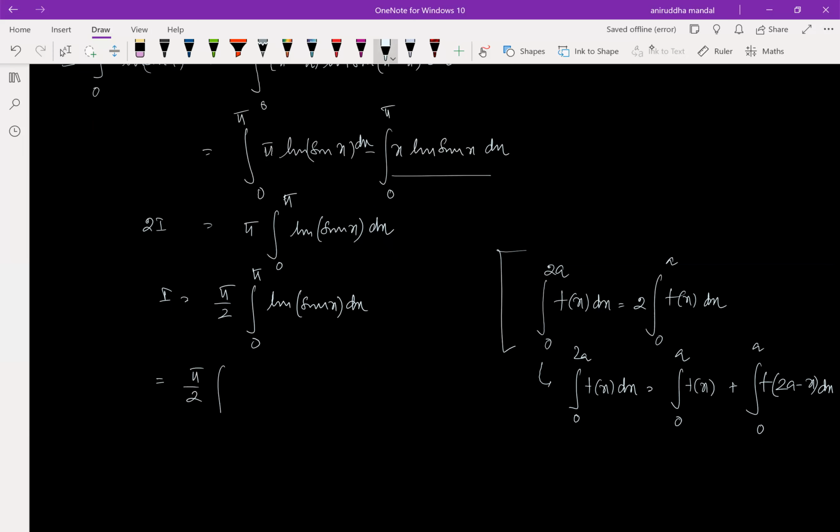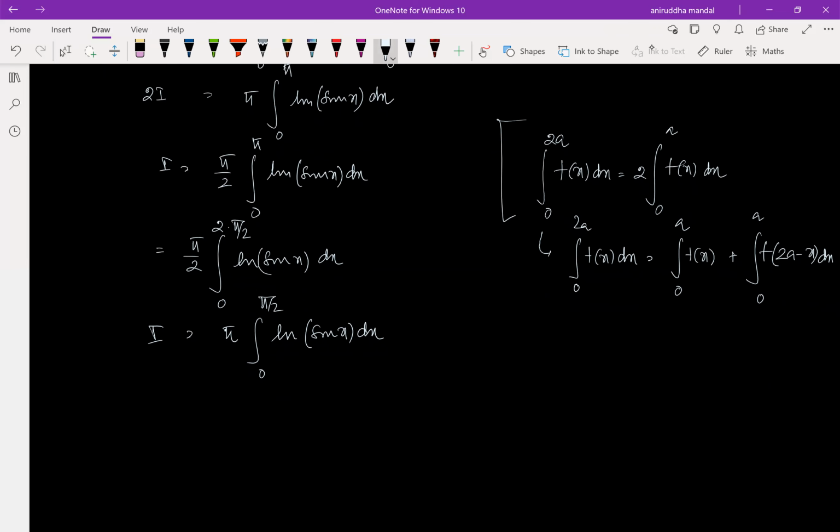So we can write this as pi by 2, 0 to pi, and if we put sine of pi minus x, that is sine x, this upper limit can be written as pi by 2. So this is ln of sine x. Now this 2 will come down, so 2 and 2 will get cancelled. So this is 0 to pi by 2 ln of sine x dx. So this is I.